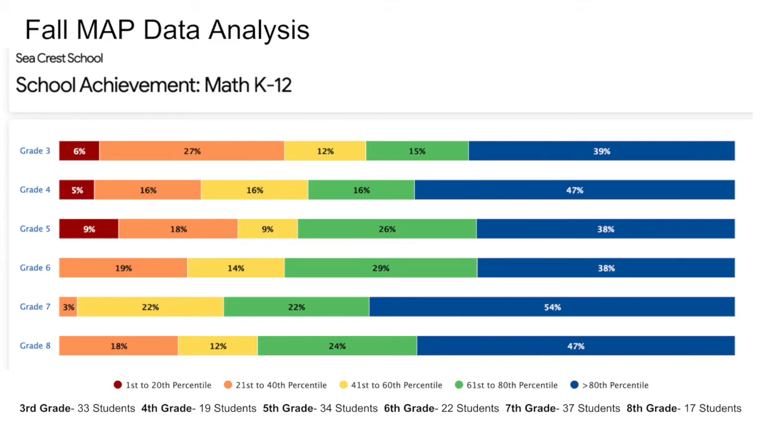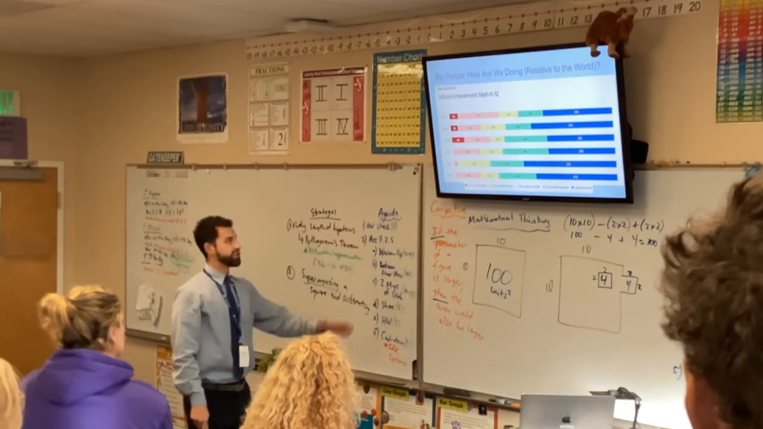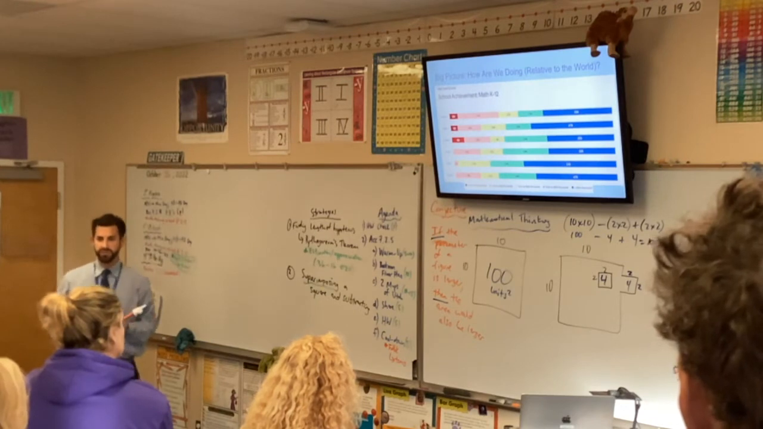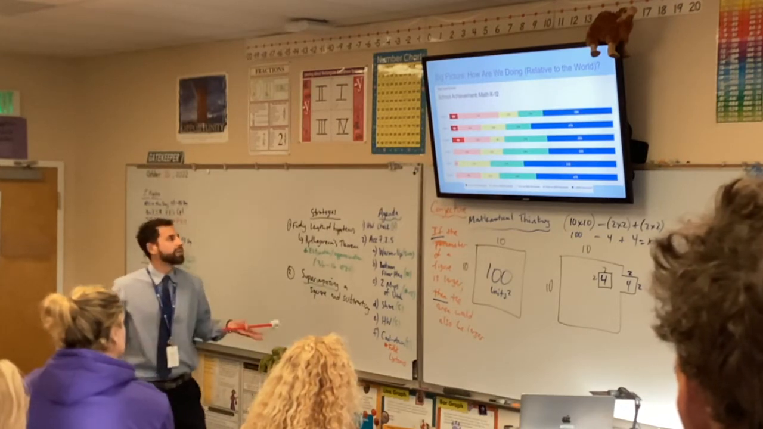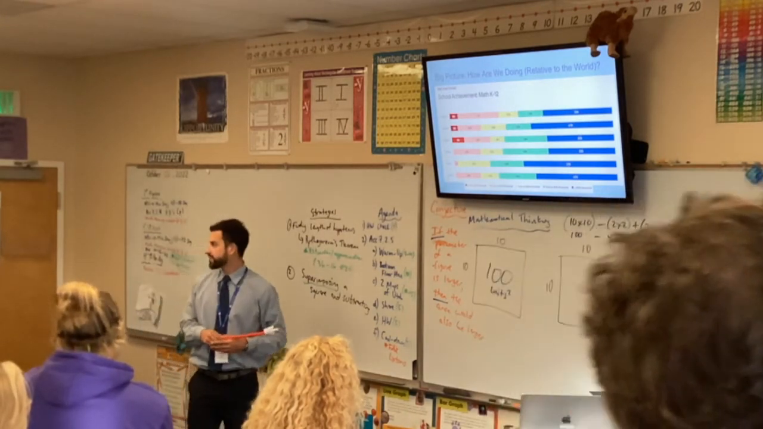So kids in blue are performing higher than 80% of kids in the world. Kids in the green are performing better than 60 to 80% of students in the world. Yellow, I call it around 50%. This is 20 to 40% of the world, and then first to 20th. So just by looking at the colors, what are some of your initial observations? How are we comparatively to the rest? Again, this is just one data point, but what are some of your initial observations?